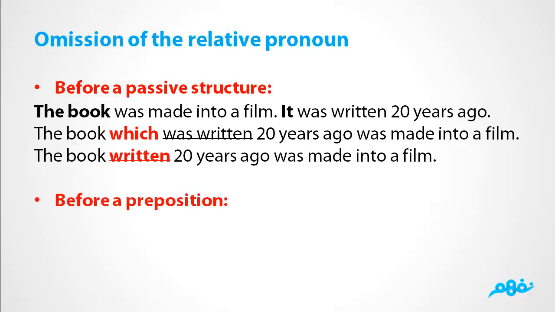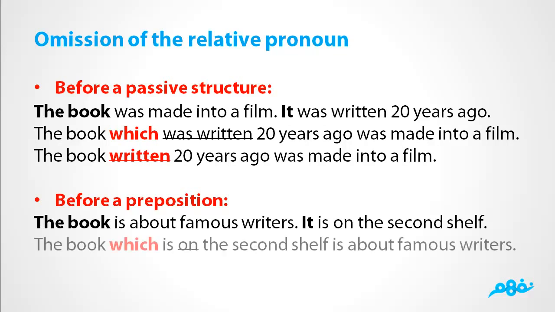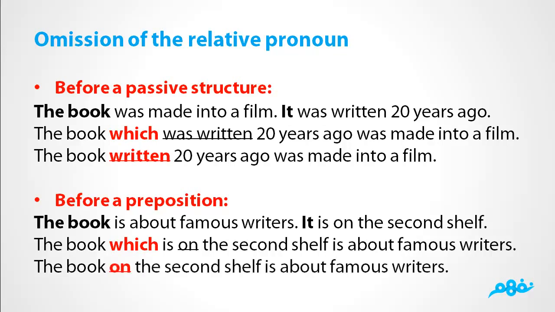The second case is before a preposition. The book is about famous writers. It's on the second shelf. We join them saying, the book which is on the second shelf is about famous writers. And we omit the relative pronoun saying, the book on the second shelf is about famous writers.